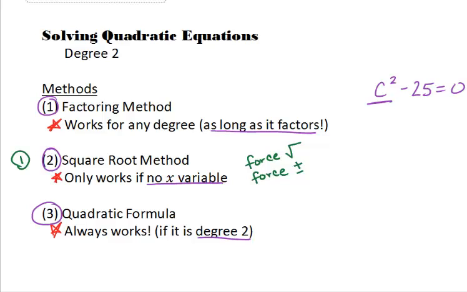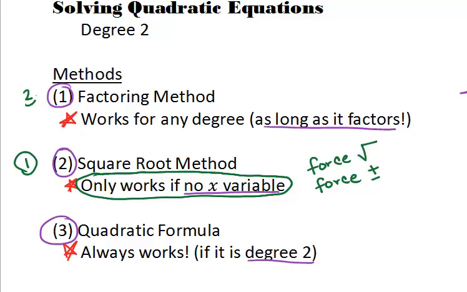Also, I want to point out that this method does not work very often. For this method to work, we have to be missing the middle x term. And in most of our examples, that does not fit the bill. So most of the time we will not be able to use the square root method. If I can't use that method, then my next choice is to use the factoring method.